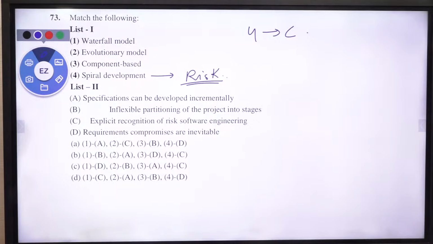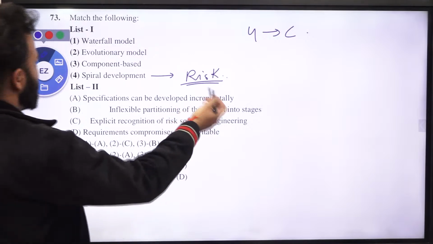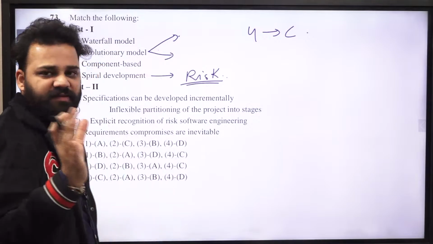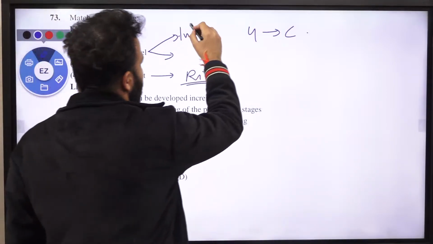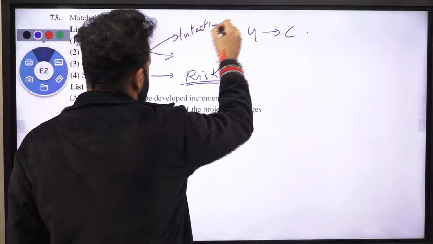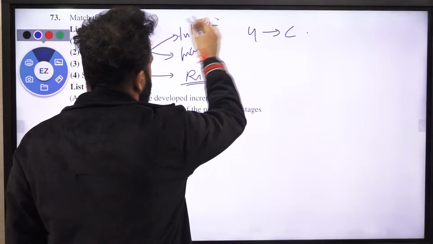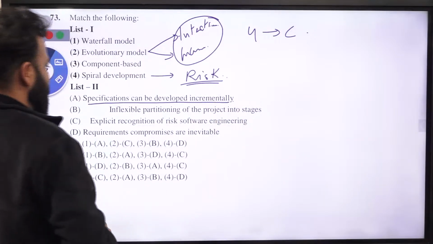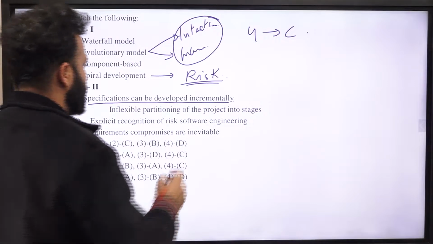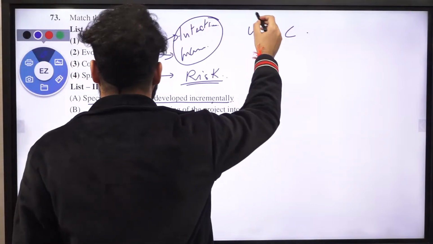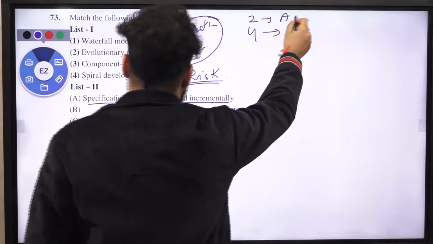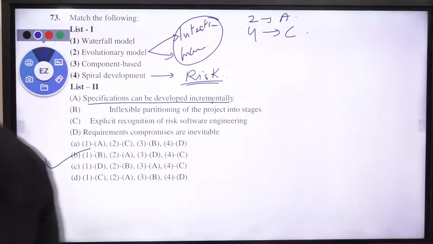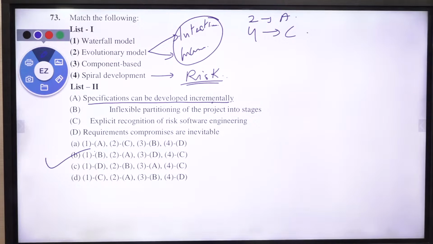After that, specification can be developed incrementally. Evolutionary model is a combination of two models, which is iterative and incremental model. So specifications can be developed incrementally. So evolutionary model, second will go to A. So 2A, 4C. I think B will be our correct option here, because only one option is meeting our criteria.